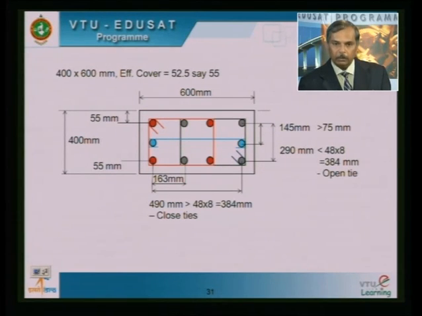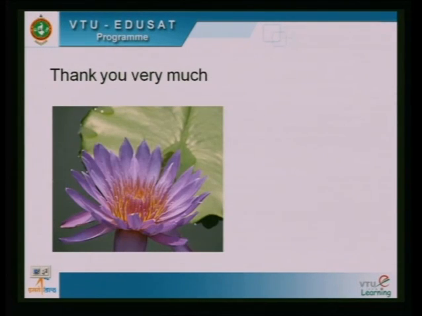So with this I come to the end of this biaxially loaded column. Thank you very much, students. What we have done is, the chapter on design of columns has been covered completely. I think I have not left anything.